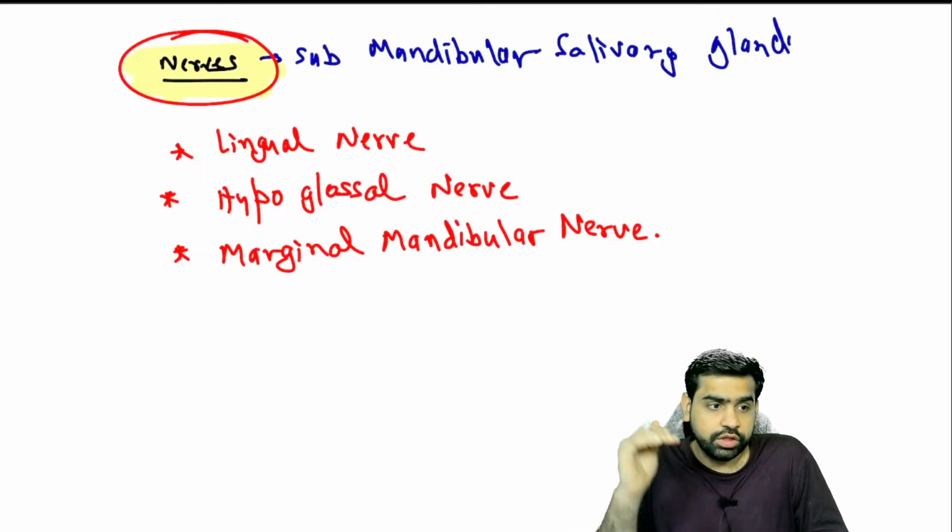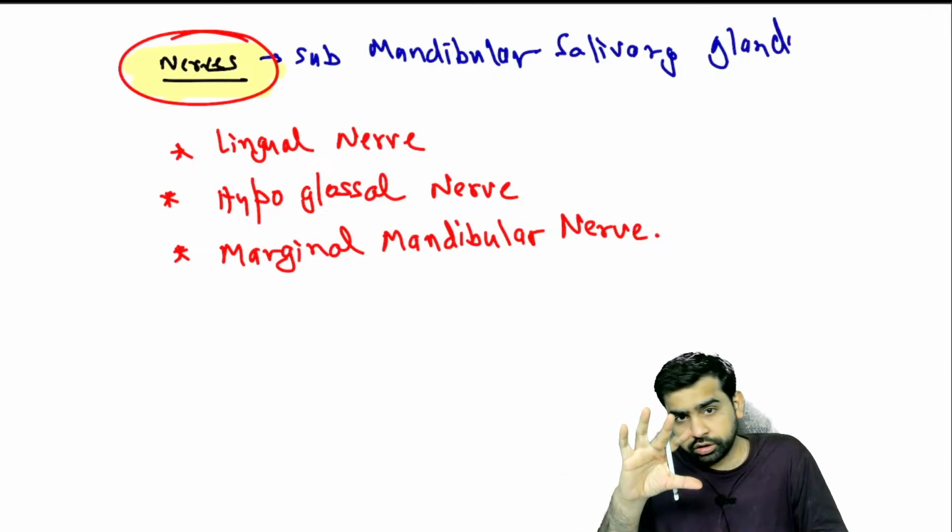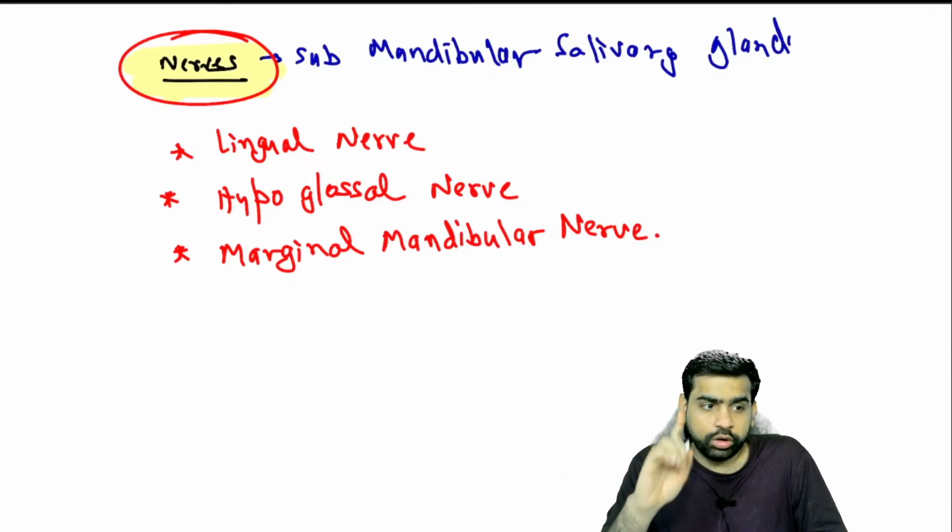These are the three nerves which are associated with your submandibular salivary gland. It is not the facial. Facial is not associated with the submandibular salivary glands. Please try to understand this. Marginal mandibular is the third one.